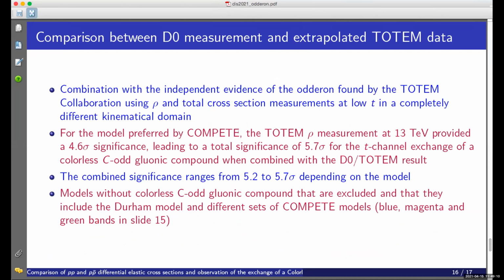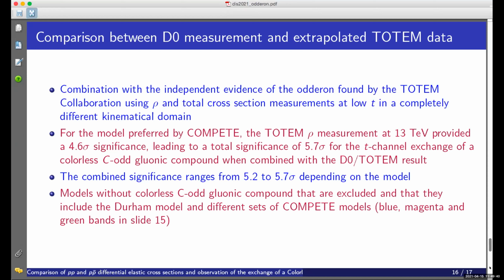So when we combine these data, for the model preferred by COMPETE, the TOTEM rho measurement at 13 TeV provided a 4.6 sigma significance, so this rho measurement that I told you. And if we combine it with the D0 and TOTEM study, we obtained a total significance of 5.7 sigma. And of course, this combination with rho is model dependent. So we obtained a combined significance between 5.2 and 5.7 sigma.